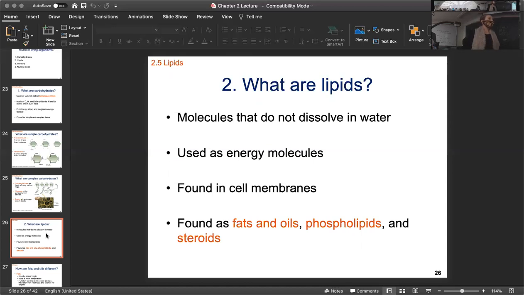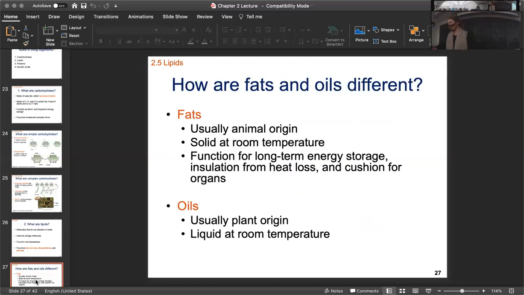but they can be used as energy molecules. They can be found in your cell membrane, which I'll show a picture of, and they can be found as fats and oils, phospholipids, and steroids. Steroids are a lipid, and steroids are not just used to get big and strong. You may use steroids if you had a rash on your arm, or if something is wrong with your ear infection, they may give you a steroid.